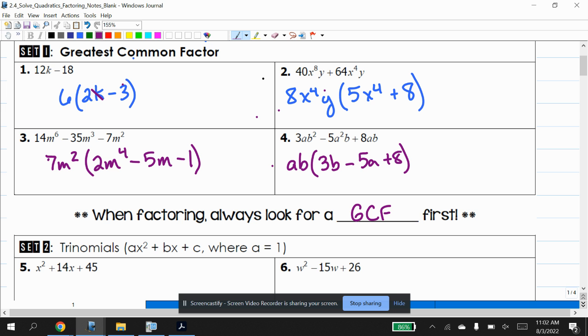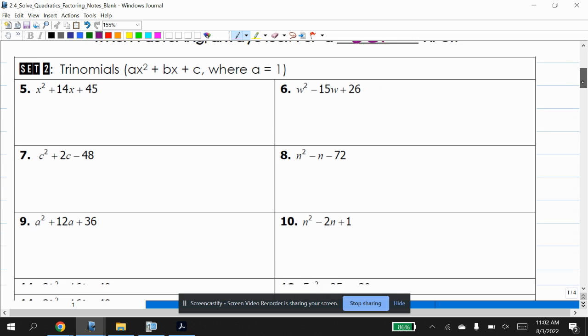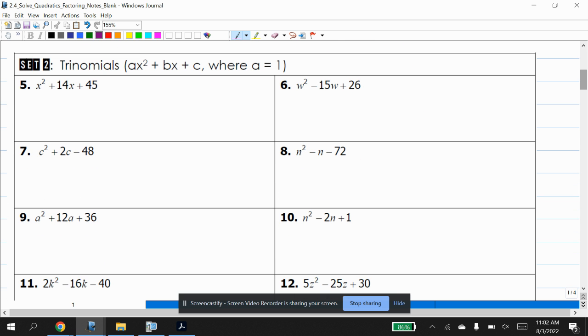Okay. So with trinomials, we're going to factor these, and we're going to use that X that we just practiced to get things going. So like number 5, we're going to make the X over here on the right. 1 times 45 is 45. That goes up top. And then 14 is the number in the middle. That goes in the bottom. Notice that there was not a GCF across all 3 terms, 1, 14, and 45. We knew that there wasn't a GCF there. Okay? So we need things that multiply to be 45 that add to be 14.